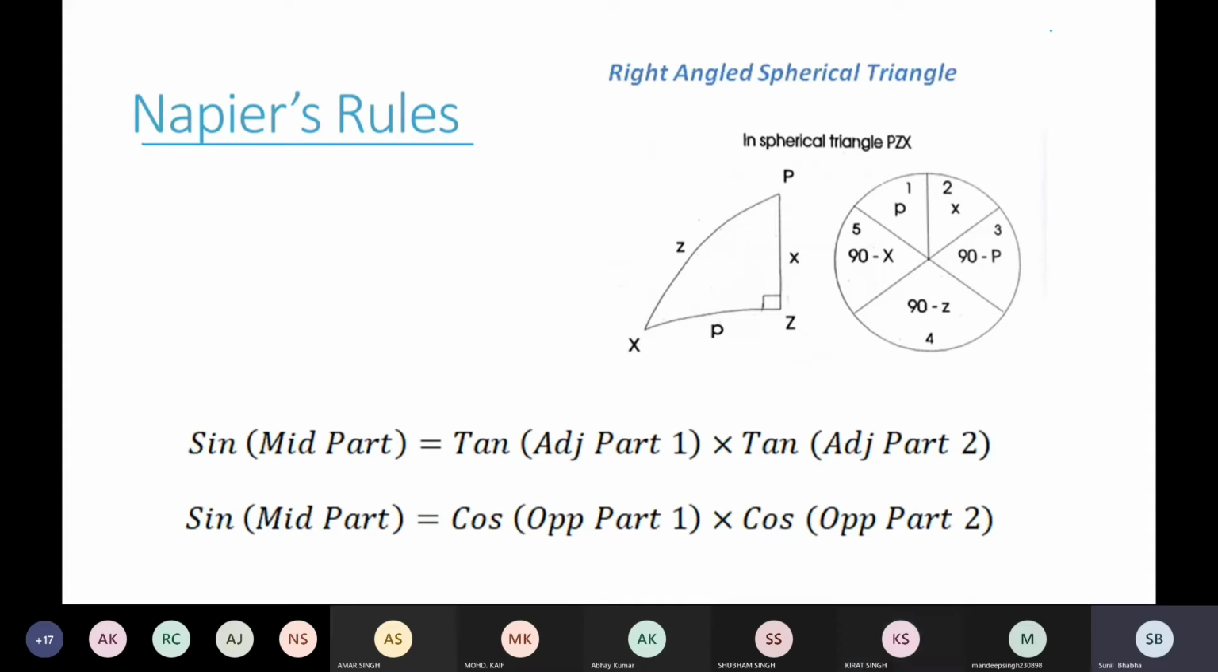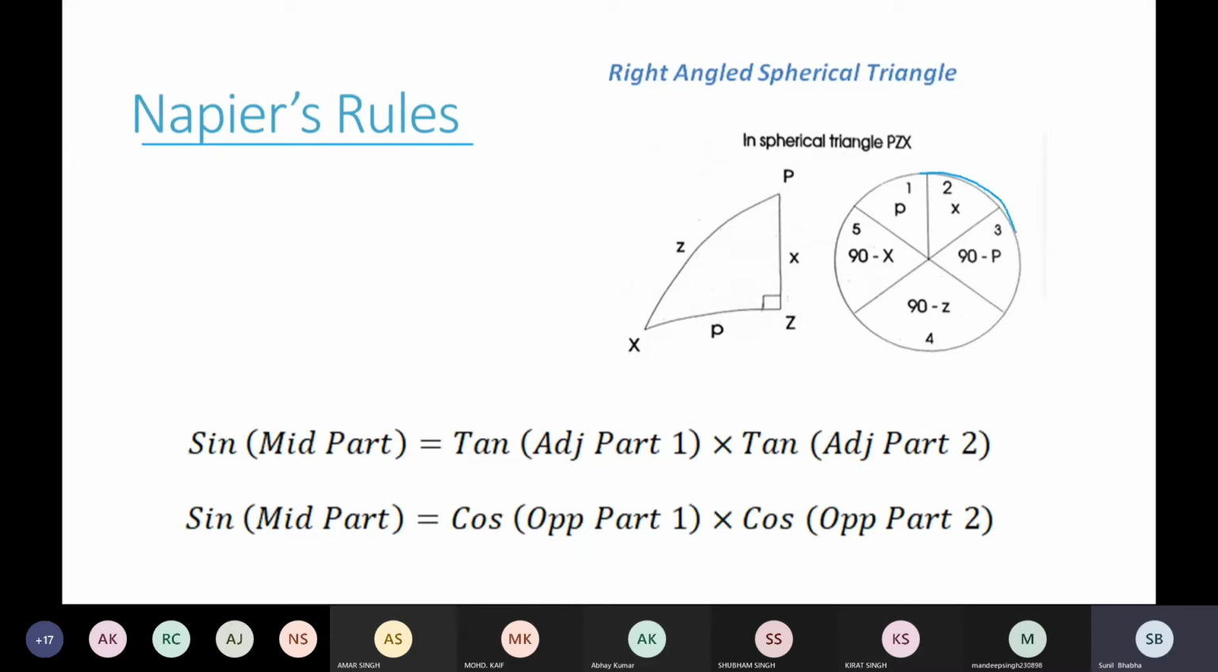So if we apply Napier's rule, it makes solving the spherical triangle very, very easy. Other than the 90-degree part, you need to know any two parts of the triangle and the entire triangle can be solved. Now, how do we apply this? For applying this, we have to make a diagram.